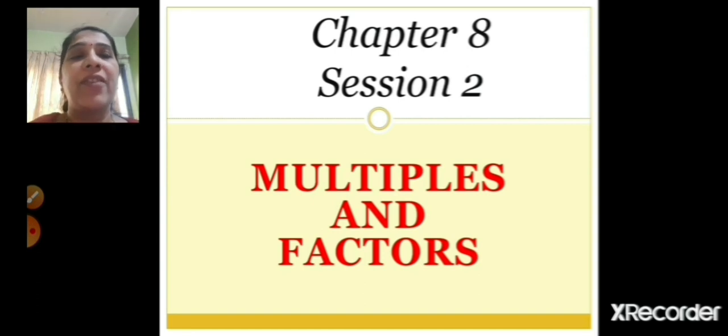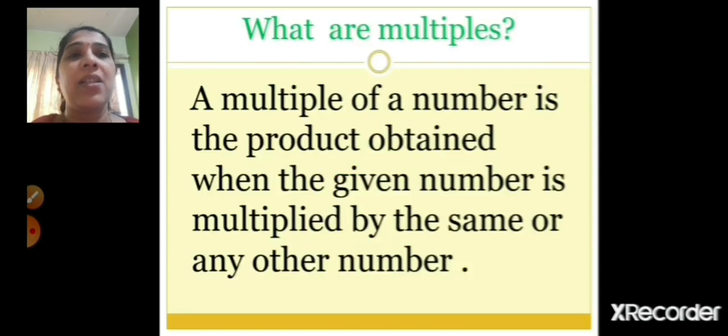So children, in the first session we saw what factors are, right? Factors are numbers that exactly divide a number, and the remainder should be 0. Also we saw that every number has at least two factors, that is the number 1 and the number itself. Only for the number 1 is there just one factor, right? Now children, today we will see what multiples are.